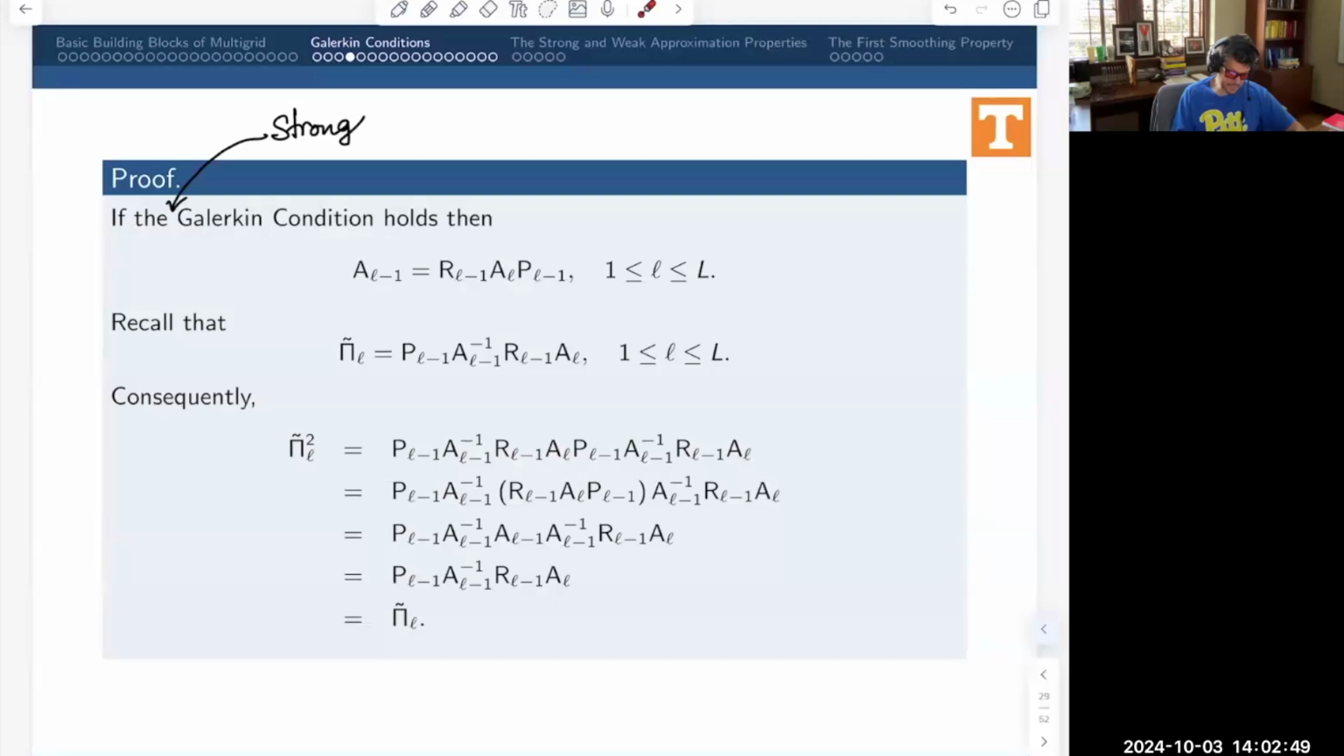That's the A_{L-1} stiffness matrix. And that can cancel with either its neighbor on the right or the neighbor on the left. One of those two can be canceled. And what we're left with is P_{L-1} A_{L-1} inverse R_{L-1} A_L. That's just the pi L tilde matrix back. Okay, so if the strong Galerkin condition holds, then we clearly have that the pi L tilde matrix is a bona fide projection matrix.